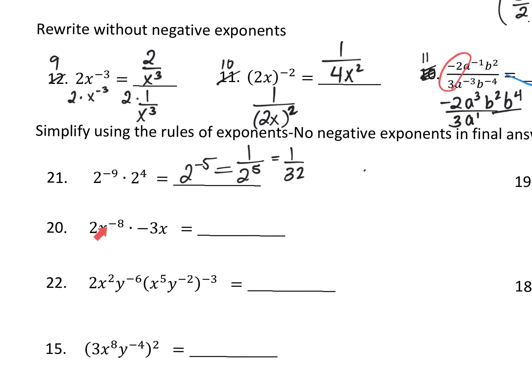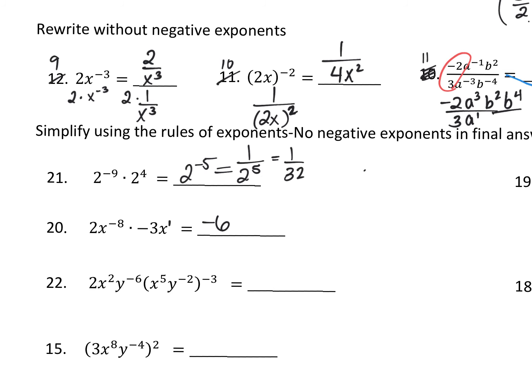Let's look at the basics. Ignore the exponents and the variables. We got to do 2 times negative 3. What we do with the numbers doesn't change because we have exponent rules. They're not exponents. So I get what? Negative 6.